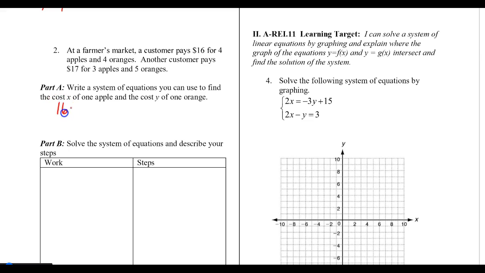for customer 1, so that's 16 equals, and that's 4 apples and 4 oranges, so it's 4x for apples plus 4y for oranges, because it's the cost of an apple times the number of apples plus the cost of an orange times the number of oranges equals the total cost. We're going to do the same thing for the second customer, which is going to be 17 equals 3x plus 5y. So there's my system.